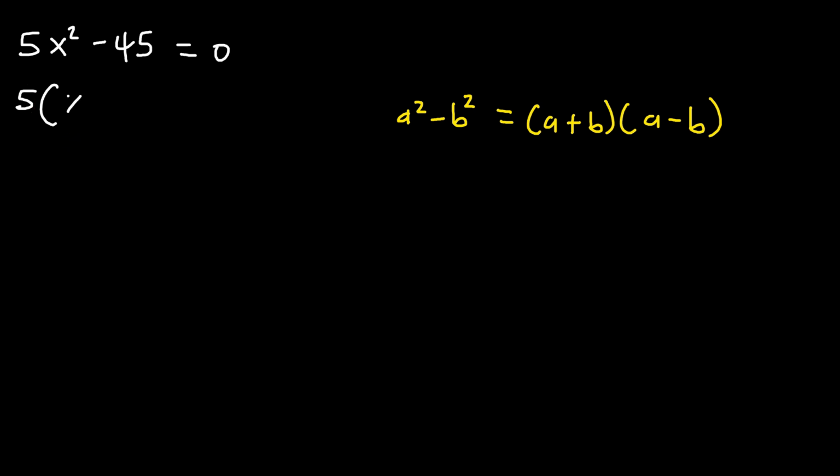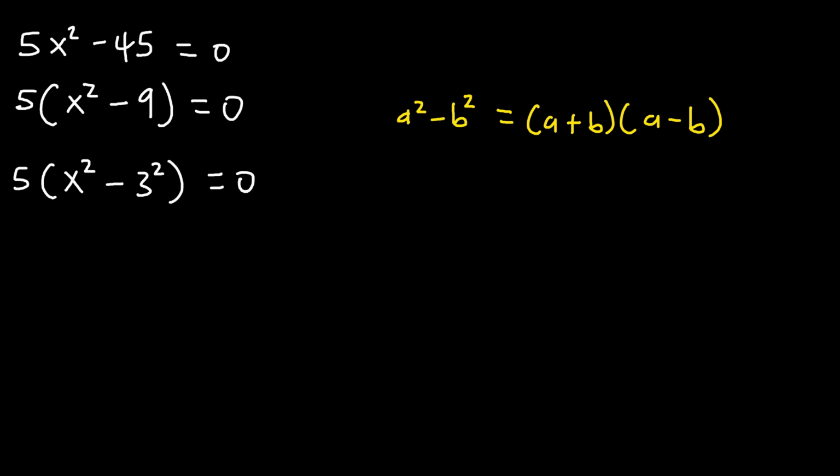So this will be x to the power of 2 minus, and for the second part, we shall have 45 divided by 5, which is 9. So this will be 9 equaling to 0. And so we shall have 5 into x to the power of 2 minus, now 9 is the same as 3 raised to the power of 2, equaling to 0. And at this point we have a perfect square.